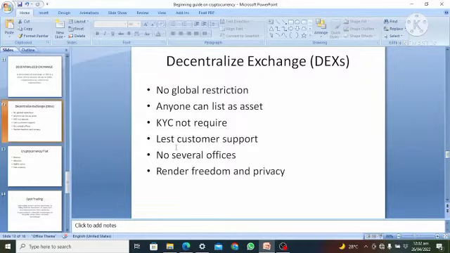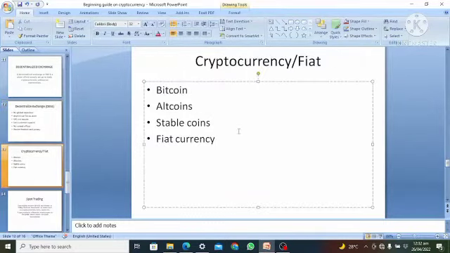So there is privacy in times of decentralized exchange. If you're looking for your privacy, this is where to be. So let's move next. I wish not to take much time here. So the next stage is what?